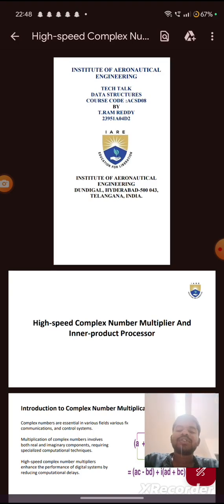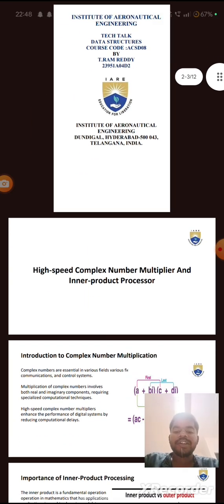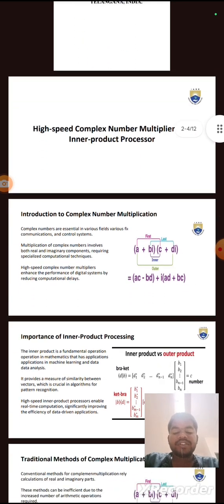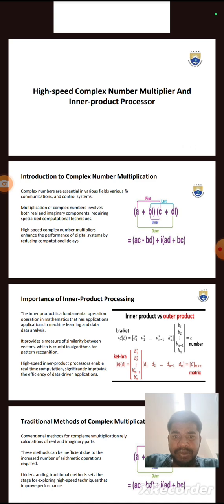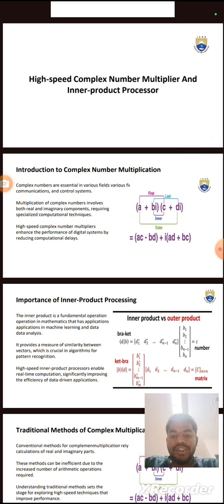My topic is about high speed complex numbers multiplier and the inner product processor. Today we talk about the introduction to complex number multiplication. Complex numbers are essential in various fields, such as high-speed communications and control systems. Multiplication of complex numbers involves both real and imaginary components, requiring specialized computational techniques.